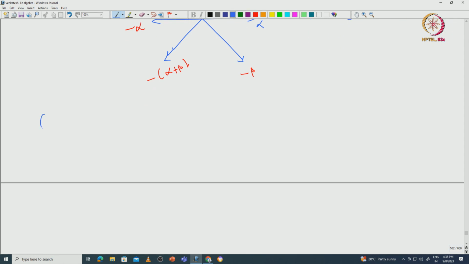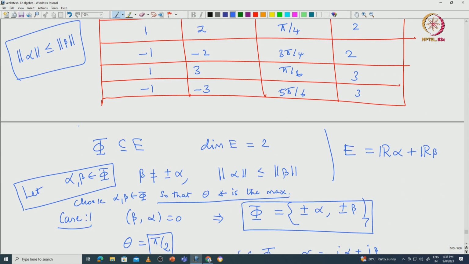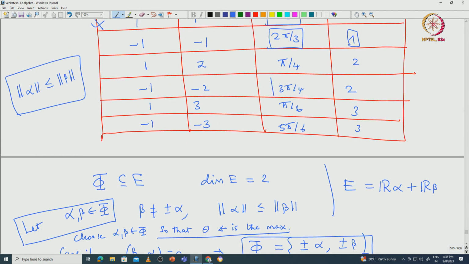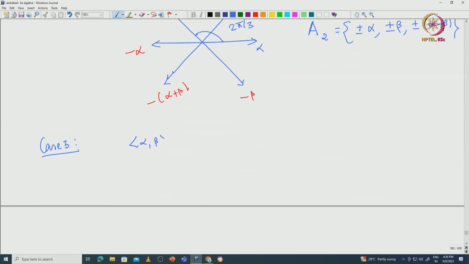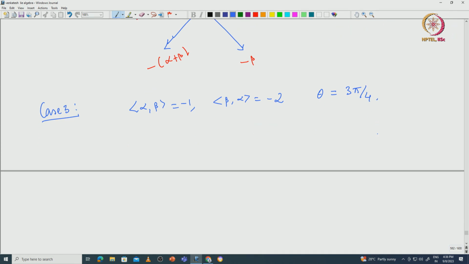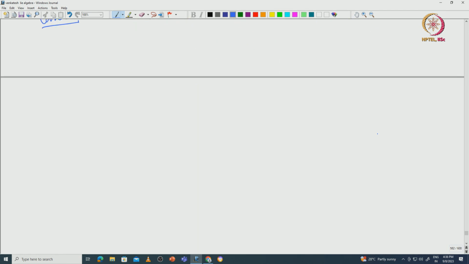So now we will see what happens in case 3. In case 3 again you can see that with our assumption the only possibility that we have is 3 pi by 4, which will be the max angle. If this is the max angle, then these are all the Cartan numbers that we will have. So in that case you can see that the angle alpha beta is going to be minus 1 and then the angle beta alpha is going to be minus 2. So in this case theta is going to be 3 pi by 4. So then in this case the root system looks like, I can just leave it to you to check.